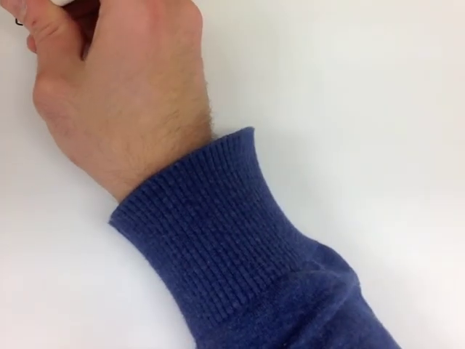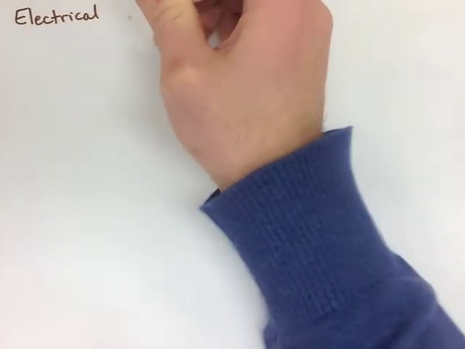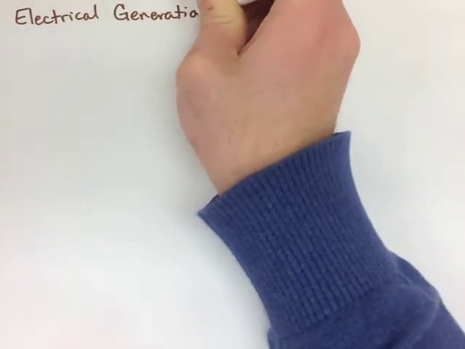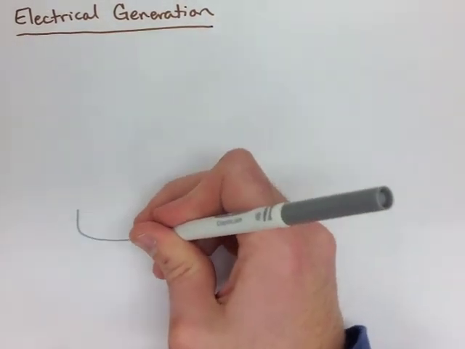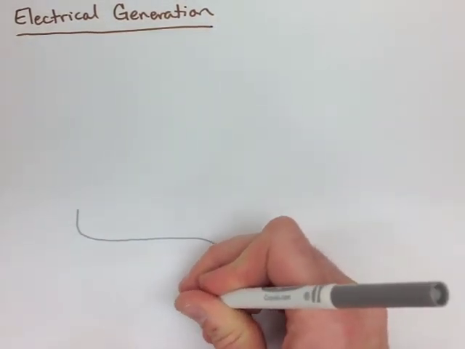We're now going to look at electrical generation through a basic power plant. And this is a very important diagram. There's going to be 5 parts to it, but we're going to just draw it as one big thing.